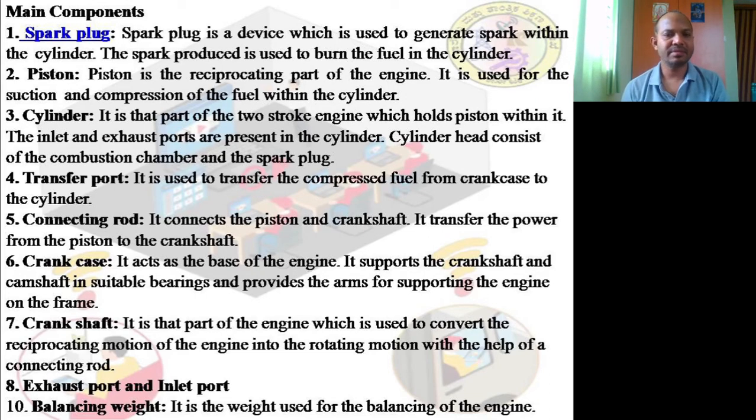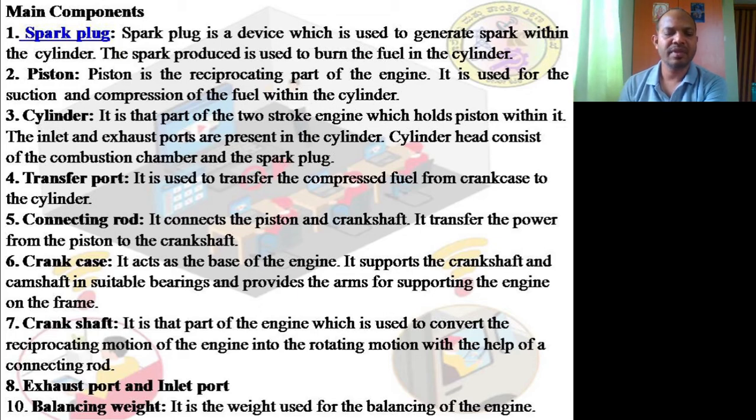The crankshaft is the part of the engine which is used to convert the reciprocating motion of the engine into rotating motion with the help of the connecting rod. That is the use of this crankshaft. Ultimately we are just converting the nature of the motion. The reciprocating motion will be converted into the rotary motion. Is it clear? Reciprocating motion will be converted into rotary motion using a crankshaft.